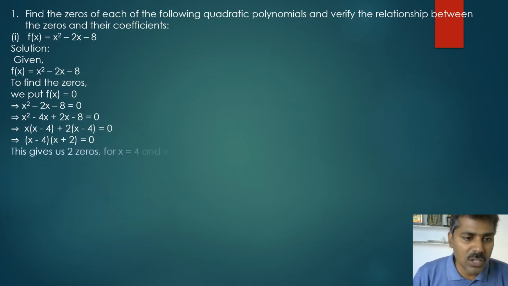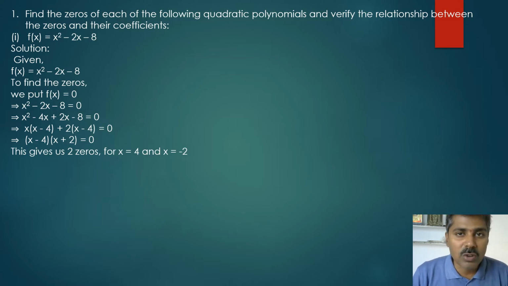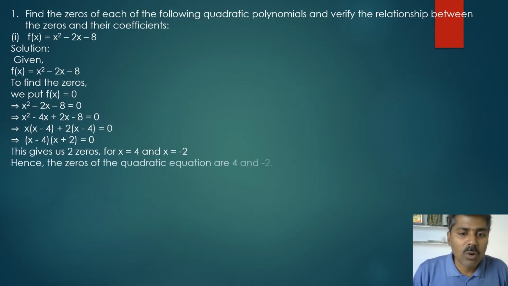As the product is 0, one of them should be 0. So x minus 4 equals 0 gives x equals 4, and x plus 2 equals 0 gives x equals minus 2. Hence the zeros of the quadratic polynomial are 4 and minus 2. That means if you substitute the value 4, you will get 0, and if you substitute minus 2, you will get the value of that function as 0.